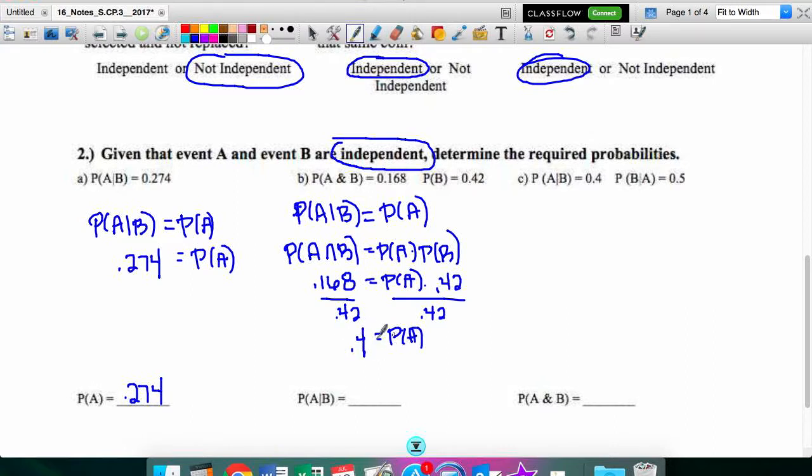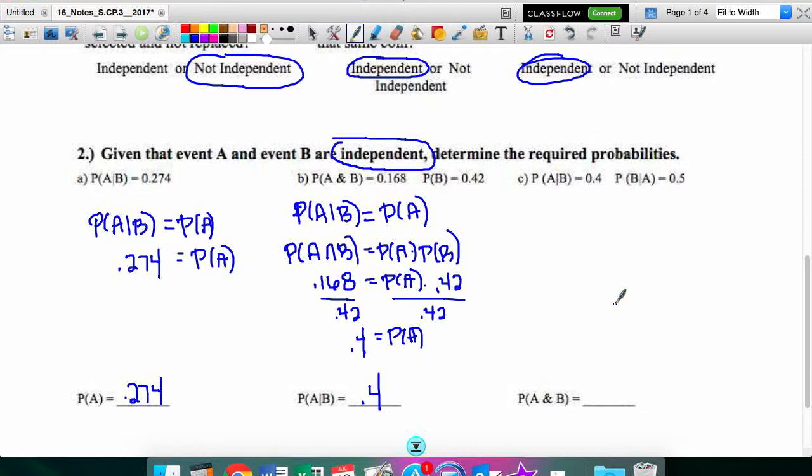This gives us the probability of A, but we want the probability of A given B. As I had mentioned in the very first line, though, these two are the same, which means that the probability of A given B should also be 0.4.